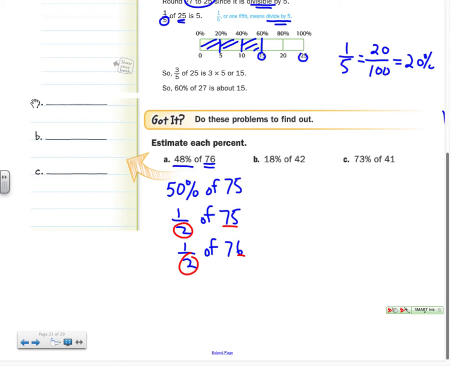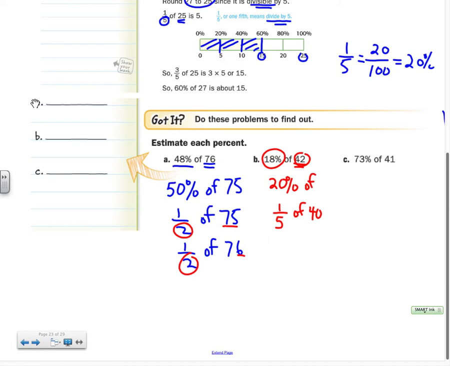And then the same thing with B. 18% of 42. 18% is close to 20%. And since 20% is actually 20 hundredths, which is 1/5, what would be close to 42 that 5 will go into evenly? It would be 40. So go ahead and finish that. Finish C.